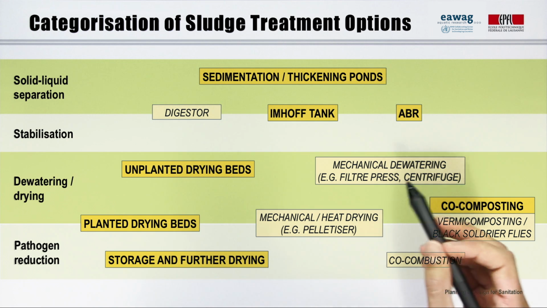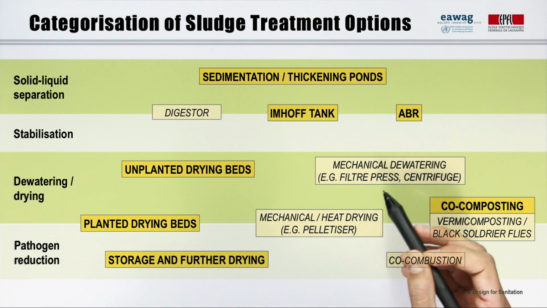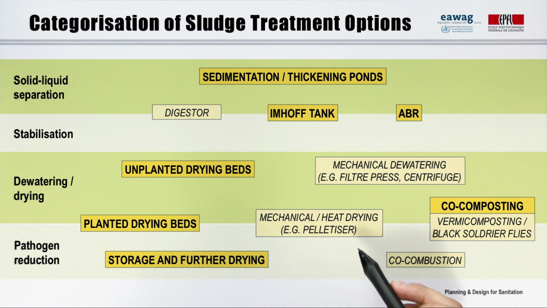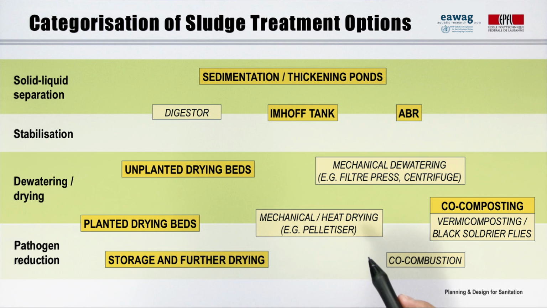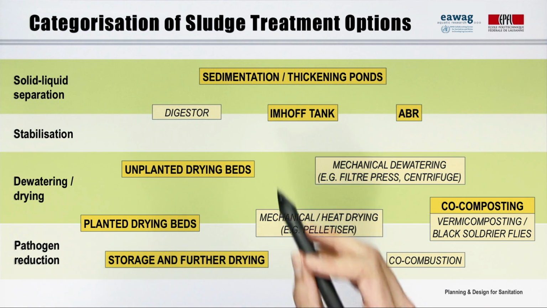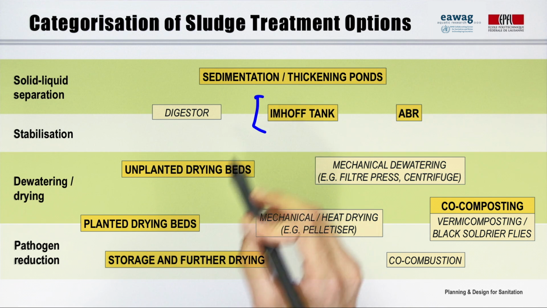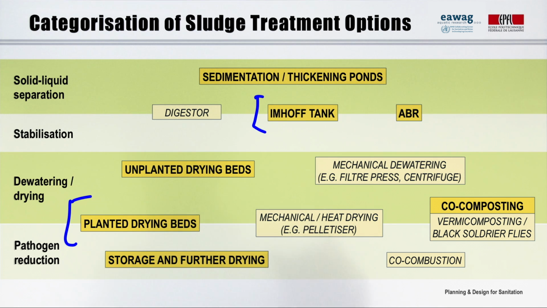The technologies in pale yellow, on the other hand, are mainly applied in Western countries, such as the filter press, or under investigation in low and middle-income countries, such as the sludge pelletizer. Please note that some technologies may fulfill two functions, such as the IMOF tank or the planted drying bed.